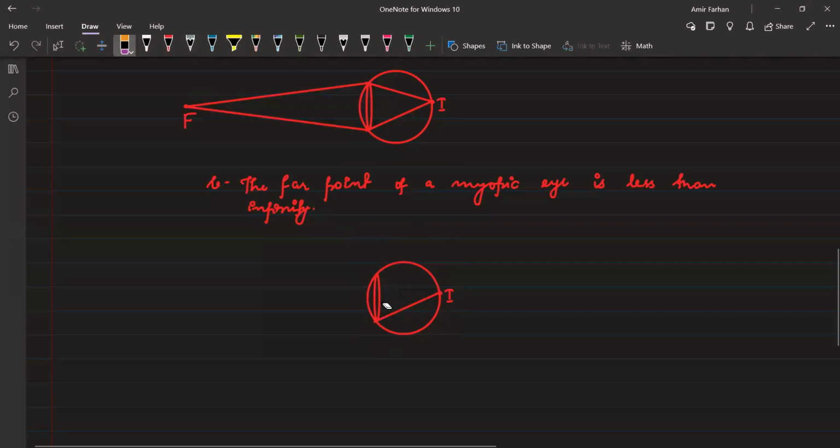So I'm erasing this a little bit. To basically correct this human eye, let me draw the eye lens. Let me take a figure of a concave lens.